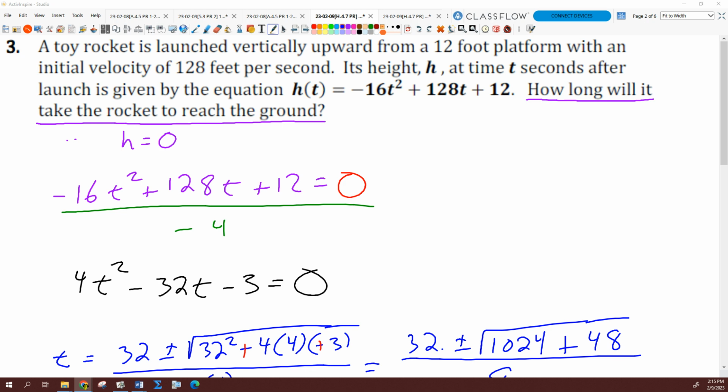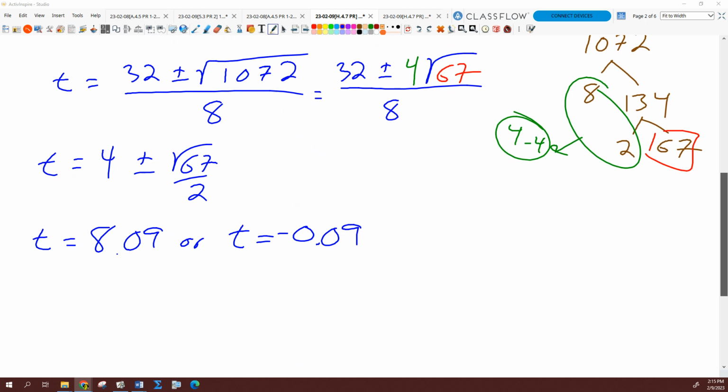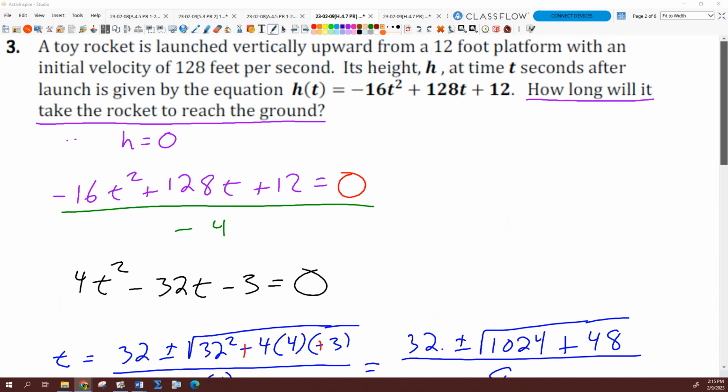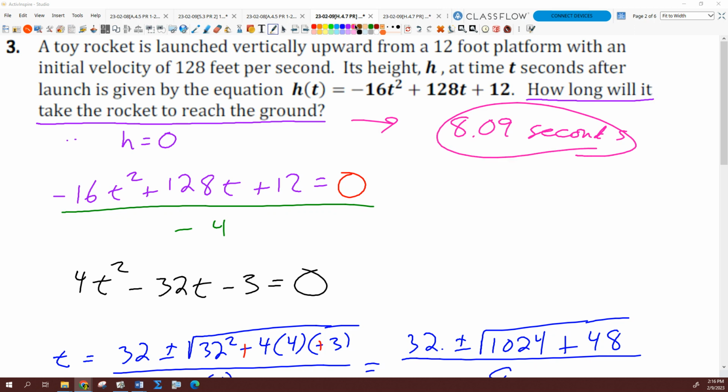So we probably want the positive time, which is 8.09. They didn't give us specific instructions, but typically on these it's going to say round it to a certain number of decimal places. Okay, so our answer then is about 8.09 seconds. Give me a one to five. Does that make sense? Okay.